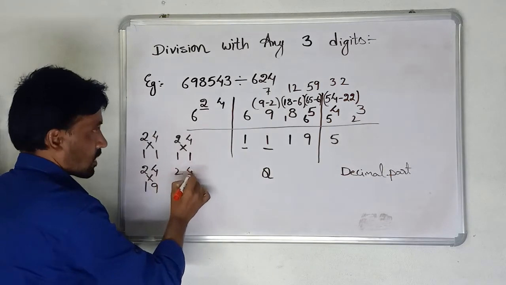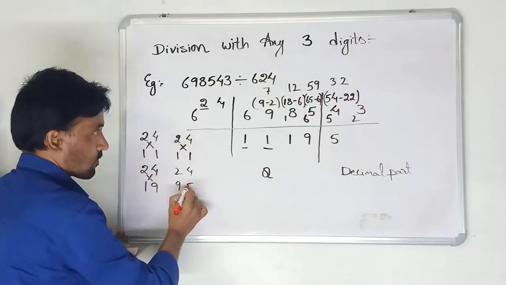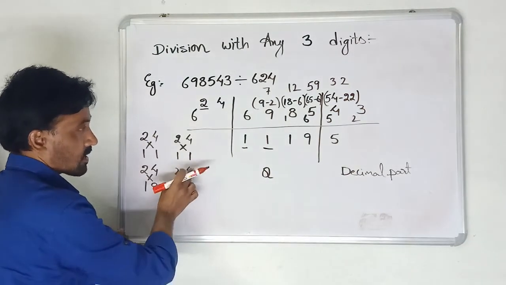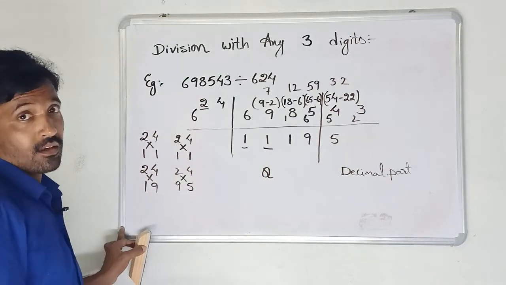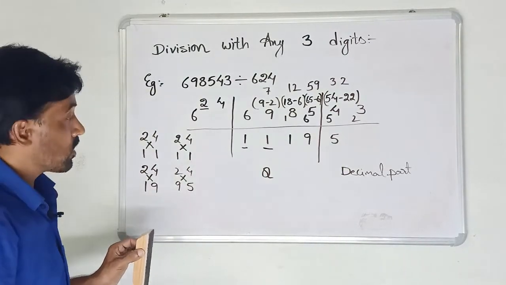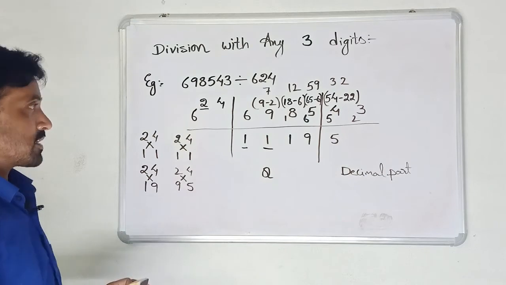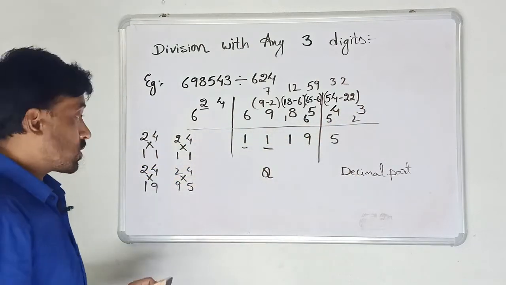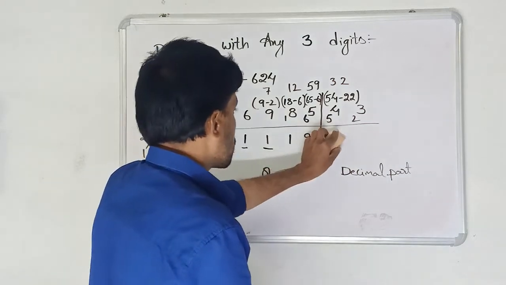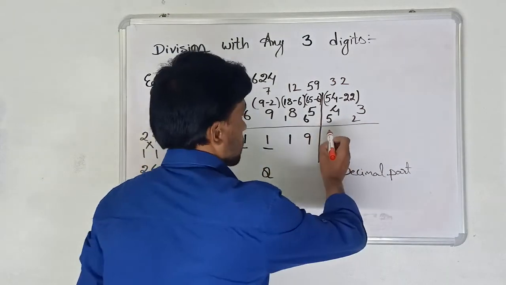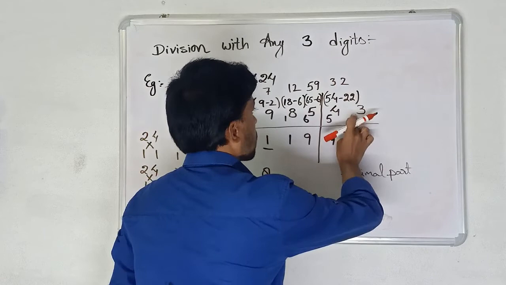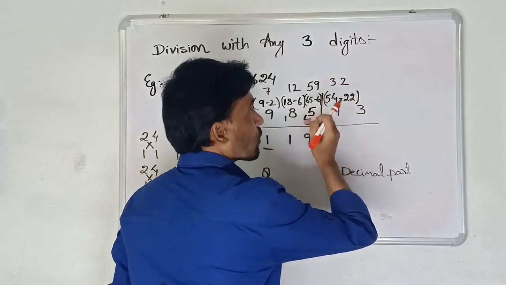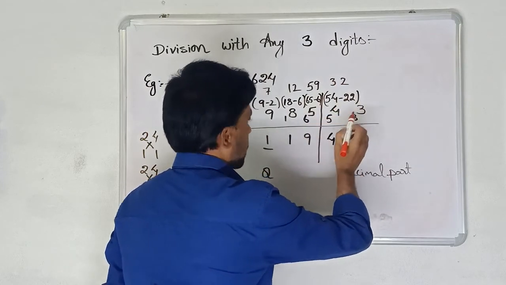Now the suffix 24 goes under 9 5. 2 times 5 is 10 and 9 times 4 is 36. 36 plus 10 is 46. Here we have only 23. Can it be subtracted from 23? No. So that is why we should not take 5. Here I am taking 4. 6 times 4 is 24 and leaves remainder 8.